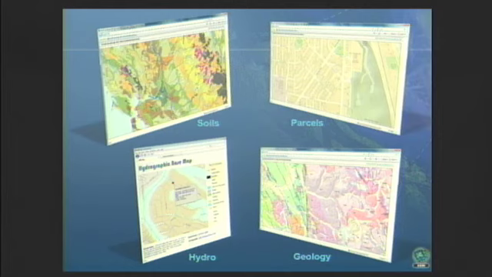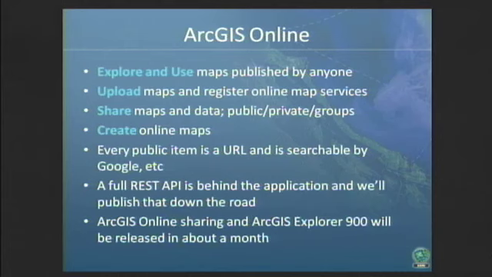So in summary, with ArcGIS Online, you can explore and use maps that are published by anyone. You can upload maps and register your own map services. You can share maps and data. You can do this as public or private items, and you can create groups that are private only to you and your coworkers or like-minded folks. And of course, you can create online maps, as I was showing.